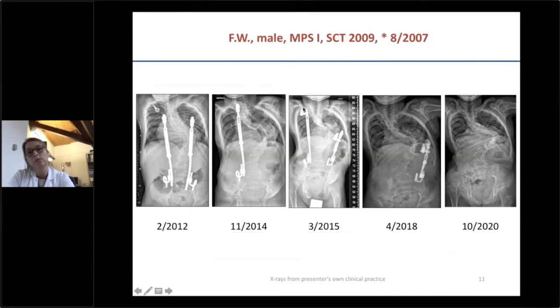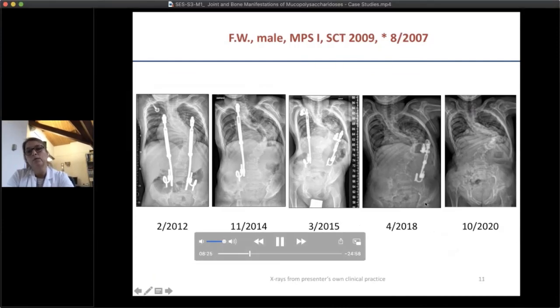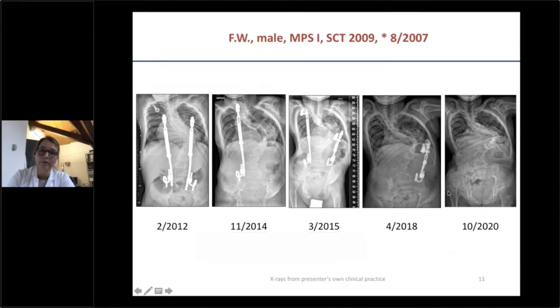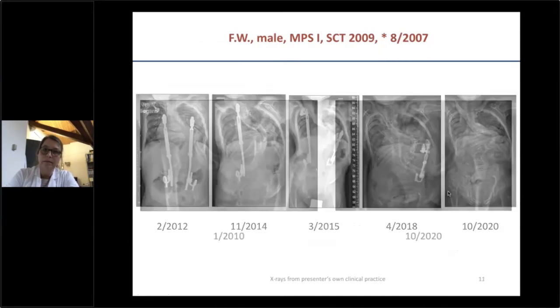And then he had the same problem over here, and we had to explant this, and then the scoliosis, you see, was even getting worse, and the only solution was to take out everything. And this is, in a way, maybe a problem of the MPS as well, because the tissue is so stiff that you can't get along with your instrumentarium.